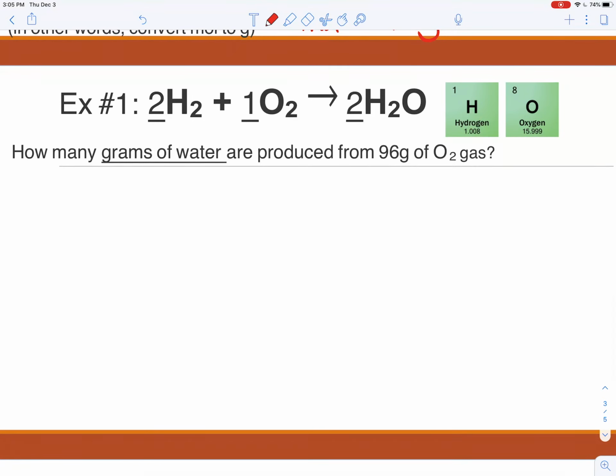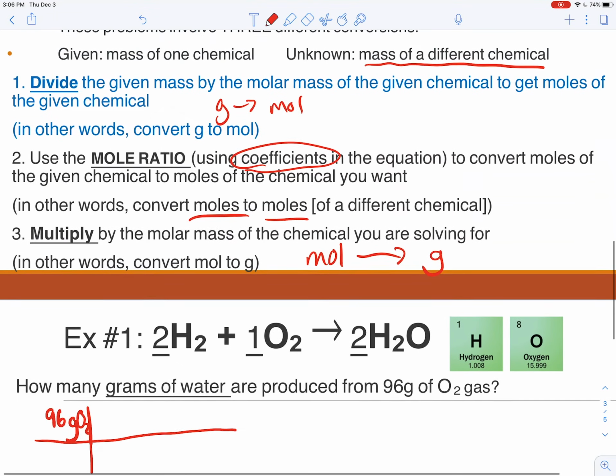All right, so let's take a look at this practice problem here. Same equation we looked at yesterday. I wanted to keep it simple. So how many grams of water are produced from 96 grams of oxygen gas? So as always, start with the given information. That's a great place to start. We've got 96 grams of O2 gas.